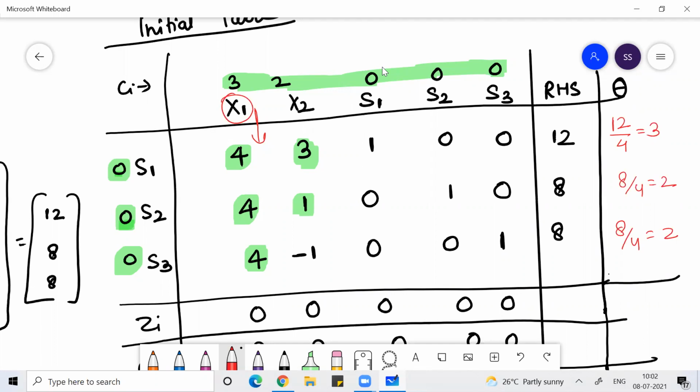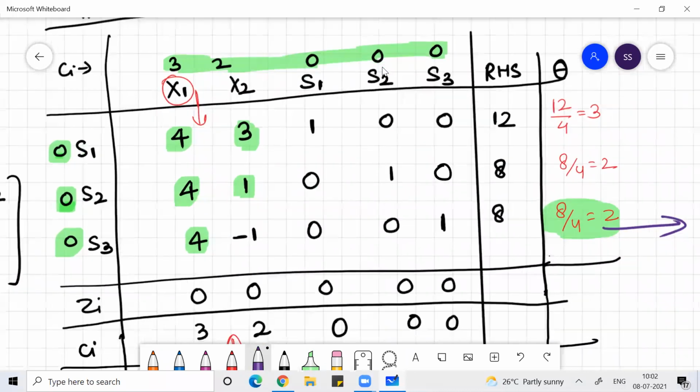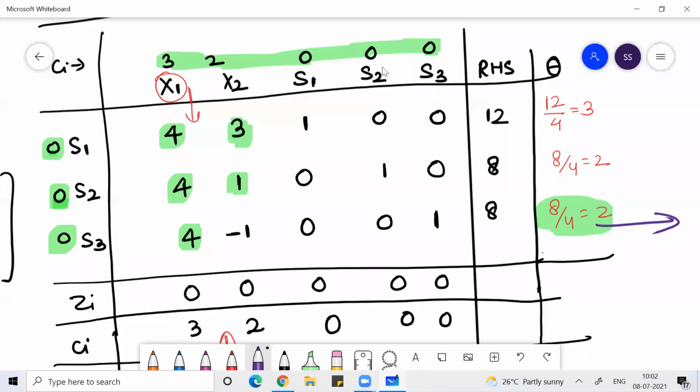So you can take anyone. Out of S2 and S3, you can take anyone, it doesn't matter. So I just randomly took S3. So I'll make S3 exit, and S3 will be replaced by X1. Clear, everyone? Done, everyone?